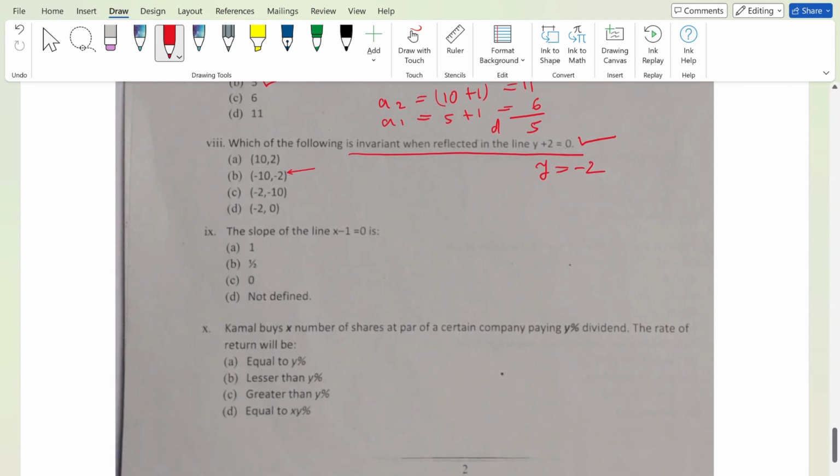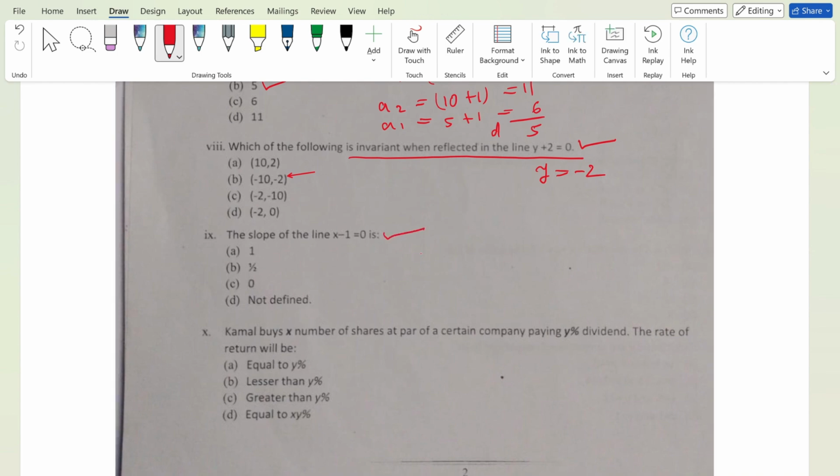The slope of the line x minus 1 equals 0 is dash. Use y equals mx plus c. Here x minus 1 equals 0, and there is no y term in the form mx plus c.